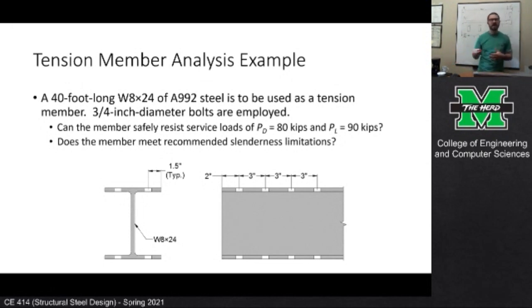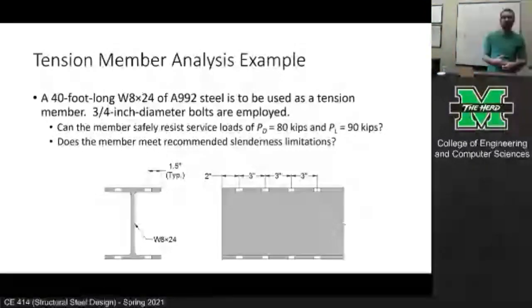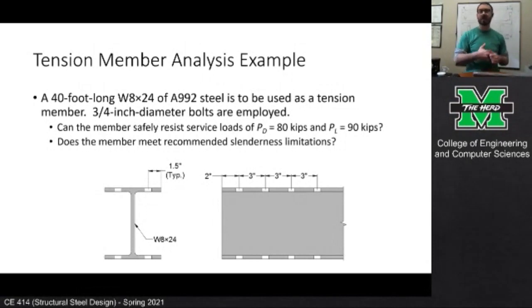We want to know whether the member can safely resist these loads, and we also want to know whether it meets recommended slenderness limitations. So for slenderness, we're going to need the L over r. We know how long it is. We need to know the radius of gyration as well. We know it's A992 steel, so we know the material. We know we're going to need the Fy and the Fu. If you look at the schematics below, we pretty much know everything we need to know about the connection in order to assess the net area, the connection length, all of that stuff.